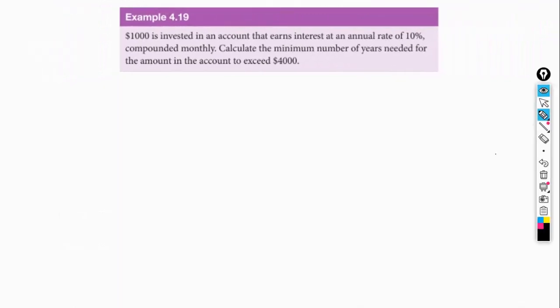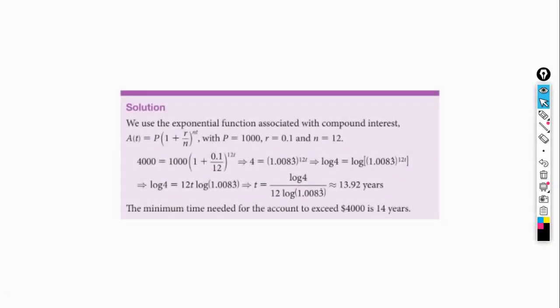So now let's take a look at example 4.19, and it says $1,000 is invested in an account that earns interest at an annual rate of 10%, compounded monthly. Calculate the minimum number of years needed for the amount in the account to exceed $4,000. So this is very similar to the previous examples. I would suggest that you pause the video here and attempt to solve the problem on your own. So this would be the solution.